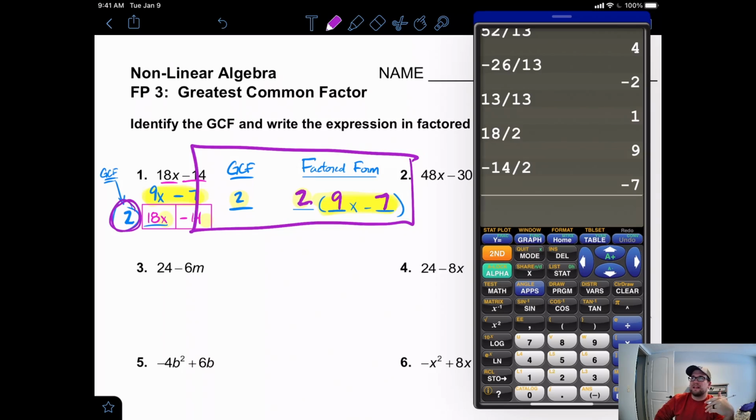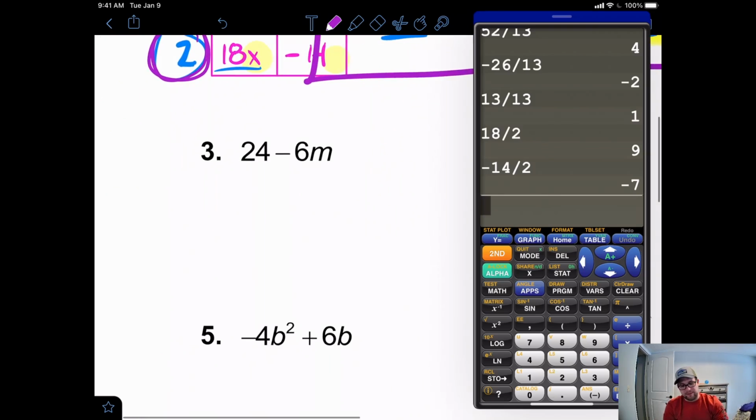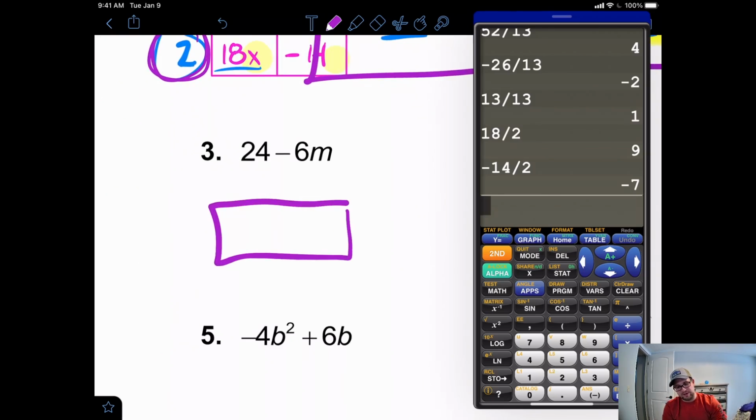So we want to practice it now a little bit. Here's our next problem. Looking over here at problem number 3, again, we're going to start by just making our box.